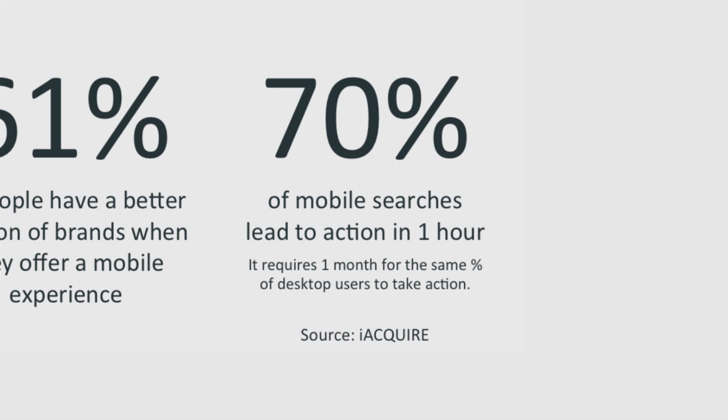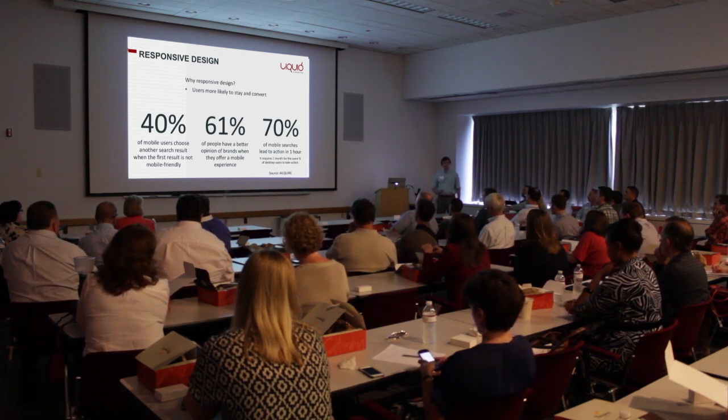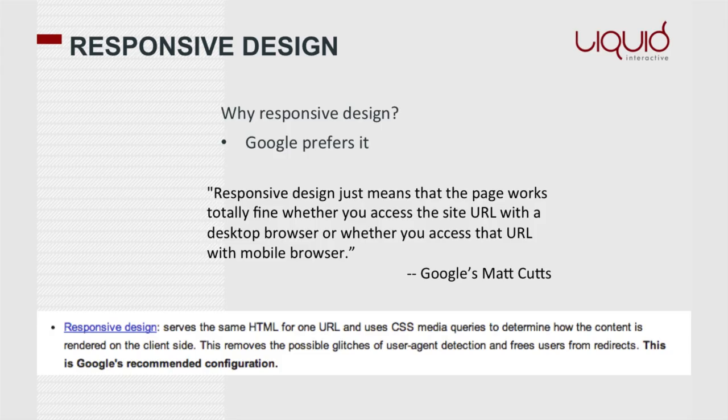This is a really powerful stat. 70% of searches done on a mobile device lead to an action within 1 hour. It takes a month for someone using a desktop or a laptop to reach that same level of action. Another huge reason why responsive design is important is that Google prefers it.